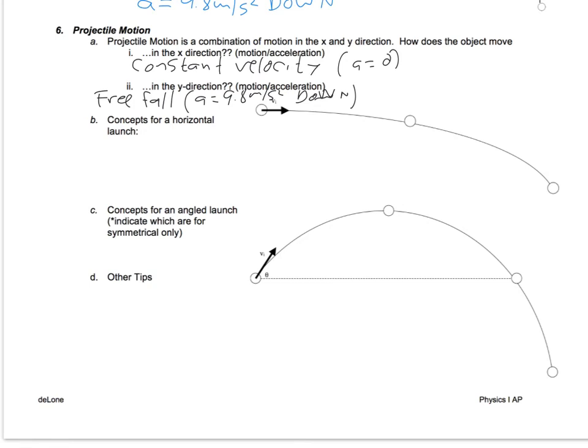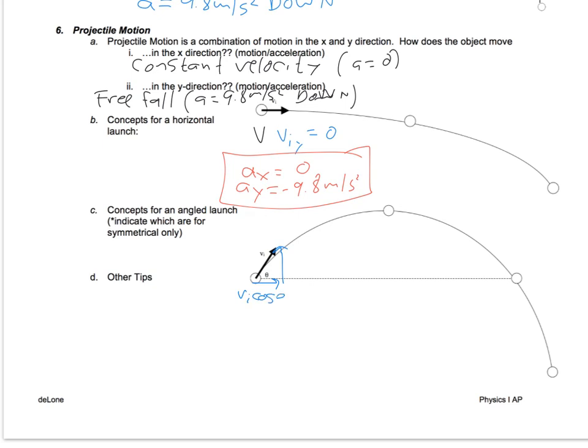A few other concepts here. For horizontal launch, the big one is that our initial y velocity is 0. Okay, we always, of course, know our acceleration: the x is 0 and the y is negative 9.8, or like I said, the AP is okay with you using 10 to simplify calculations. For an angled launch, okay, a few things change here. Number one, we're going to have to break that initial velocity into x and y components. All right, v cosine and v sine.